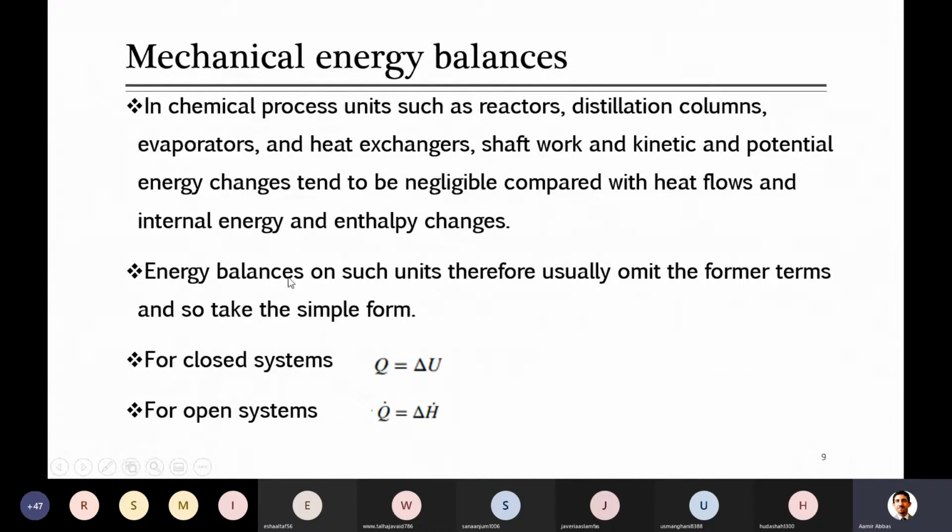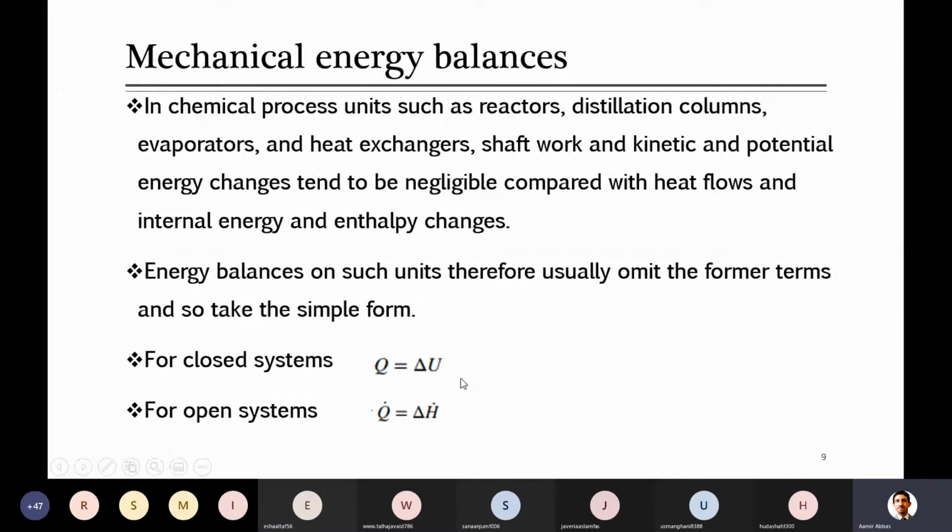In those cases, although as I advised you, you should write the complete equation and then eliminate the terms which are not usable for the given condition. Sometimes you can quickly use the reduced equation for these systems, but it is still better to write the complete equation. For closed system, if you remember, the equation was Q plus W is equal to, what was that equation? Do you remember something from closed system? What was the complete equation? It was Q plus W is equal to change in internal energy plus change in kinetic energy plus change in potential energy.